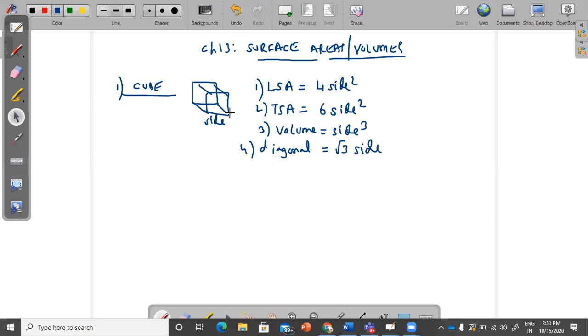So if I want to find the diagonal, that is the longest possible rod that can be placed in a room, which is cuboidal or a cube, then the diagonal has to be used. So in this case, it is a cube. So diagonal of a cube is root 3 into side.